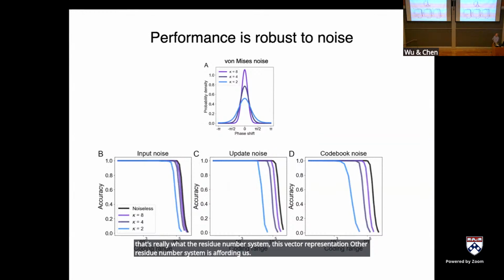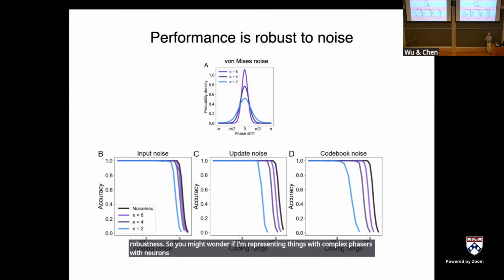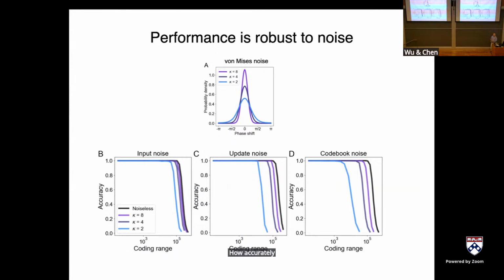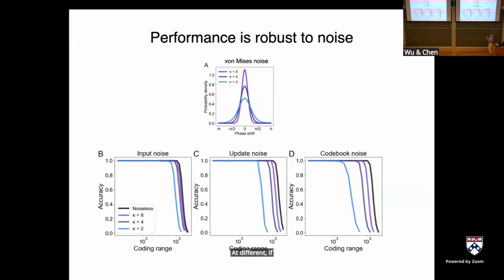Okay, another beautiful property that comes out of this model is robustness. You might wonder, if I'm representing things with complex phasors with neurons and so forth, how accurately do I need to do that? And the answer is, not very accurately. There can be tons of phasor noise in the system, and the way we test this is by adding von Mises noise to the phases in the exponent at different parts of the algorithm, either in the input, in the update steps, or in the code book.